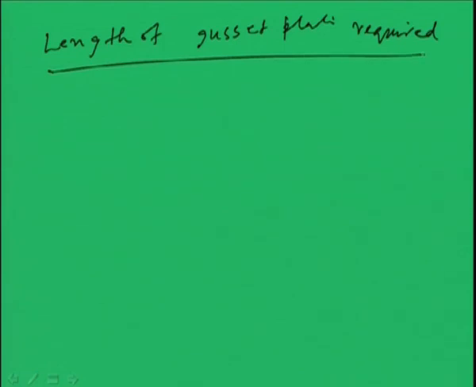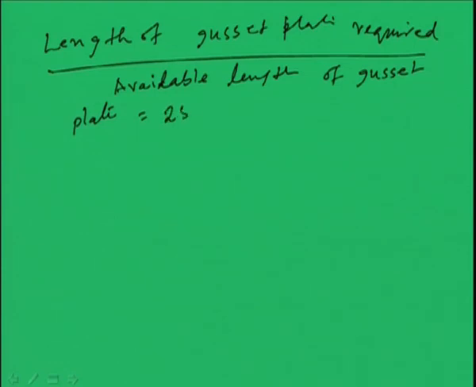So we have to see whether it can take that much or not, because the available length of gusset plate is given as 250 millimeter. So whether it can accommodate all the rivets here or not, that we have to check.